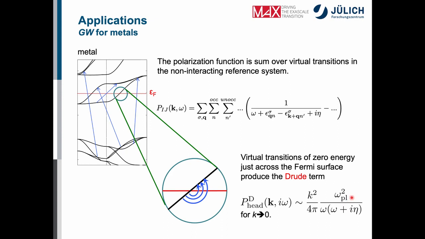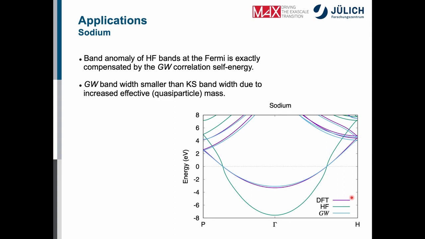The Drude term is crucially important for the GW band structure of metals, because it cancels an unphysical anomaly that we find in the metallic Hartree-Fock bands. These bands show a strange behavior at the Fermi energy. Closer inspection shows that the band gradient exhibits a logarithmic divergence just where the band crosses the Fermi surface. GW contains Hartree-Fock, but by virtue of the Drude term, the logarithmic divergence is exactly cancelled in the GW bands. As a result, the GW bands are free of any anomalous behavior at the Fermi energy.